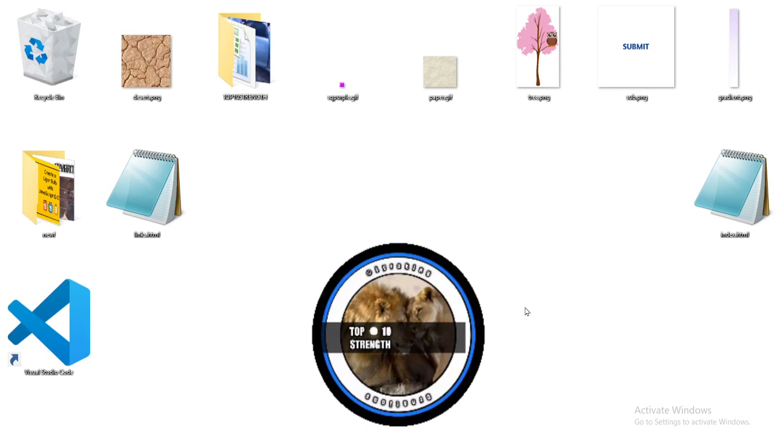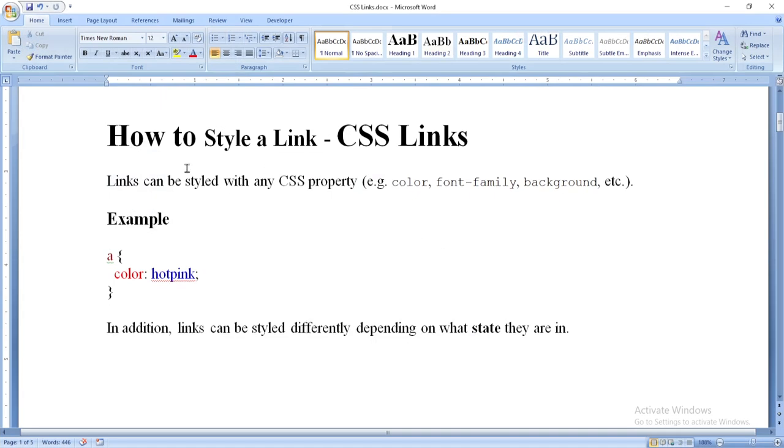Welcome back everyone. Let's continue our discussion on CSS links, and right now we'll be discussing how to style a link in CSS. Links can be styled with any CSS property like color, font family, background, and so on. Right now I'm going to style our link with color, and we are going to style it with other properties also.